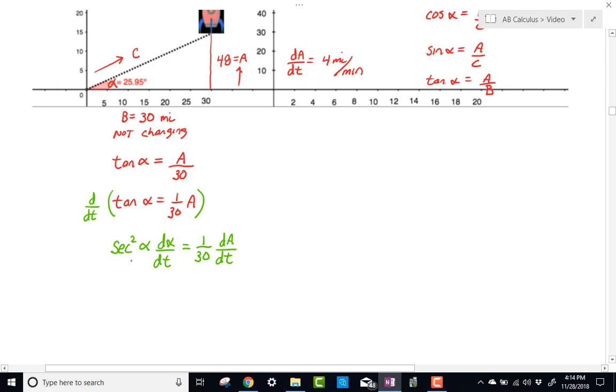It looks like we're going to have to find secant of alpha, doesn't it? I do not know what secant of alpha is. Okay? So we're going to have to go find that in order to plug that in, because again, our goal is dx dt. All right. So I need to find secant of alpha. All right. So I think I'm going to draw another triangle here just so we can see what's going on.